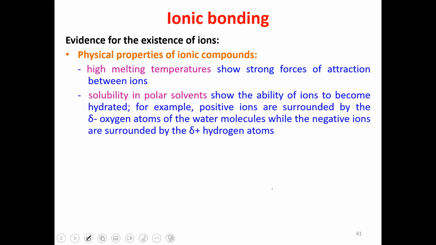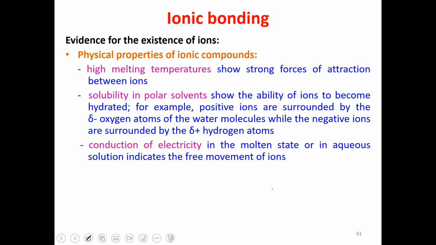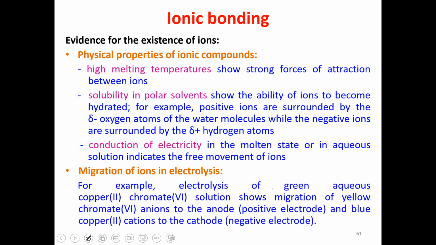What is the second property? Ionic compounds are soluble in polar solvents, like NaCl dissolves in water. They do not conduct electricity in solid form, but they do conduct electricity in molten or aqueous form. In O level, we had this chapter, electrolysis. When you put them in aqueous solution, their ions can migrate.